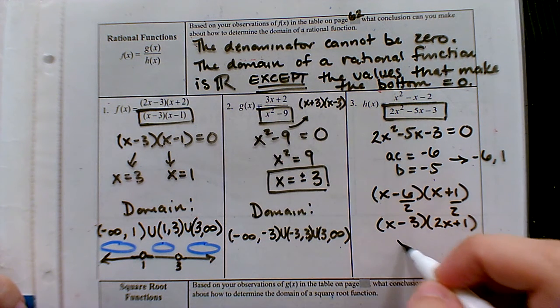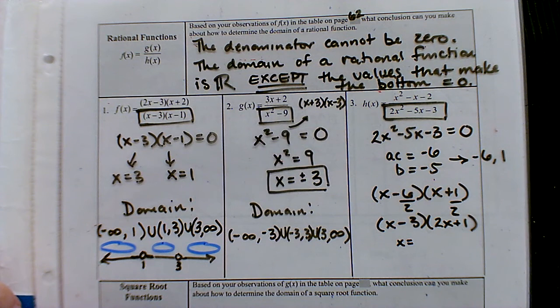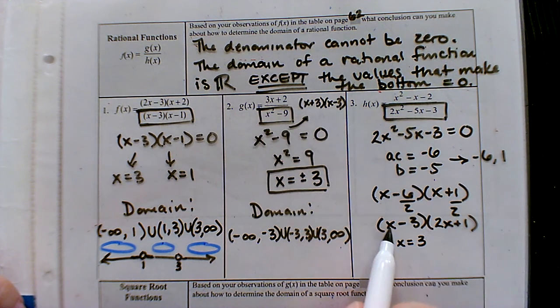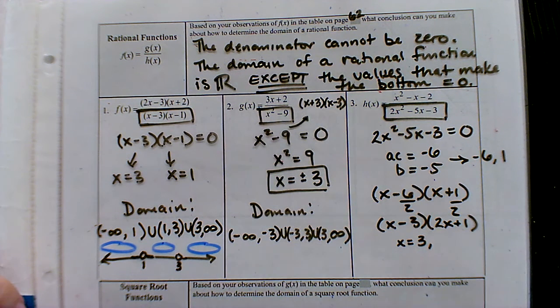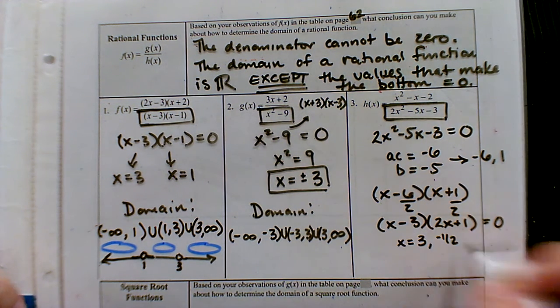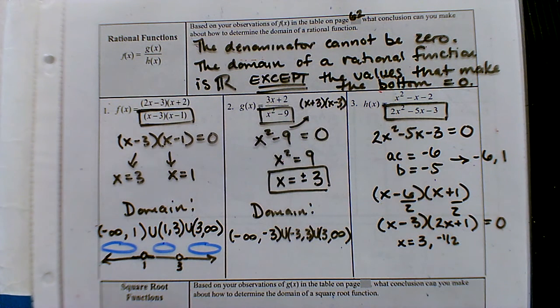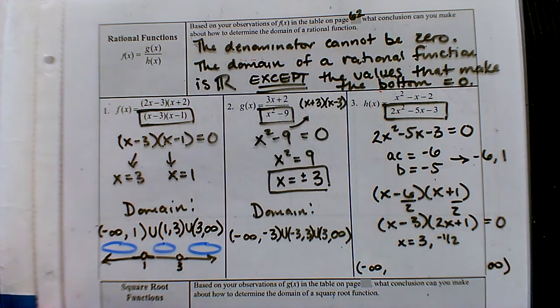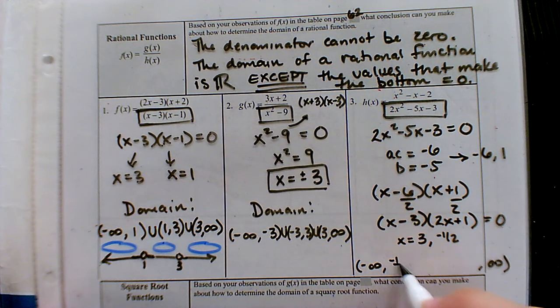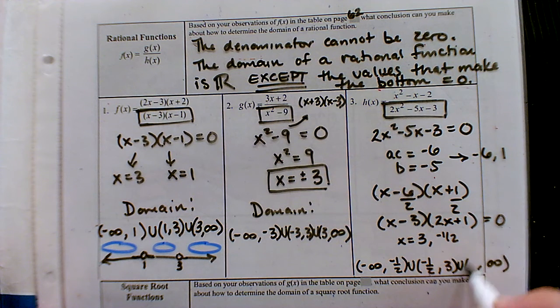So let's go ahead and figure out our x values. What x value would make the first factor 0? Looks like it's 3 if you plug that in. And which x value would make the second factor 0? Yeah. Negative 1/2. Okay, so our domain is all real numbers, any number you want except negative 1/2 and 3. So we're going to go from negative infinity to positive infinity, skipping over the negative 1/2, and then skipping over the 3.